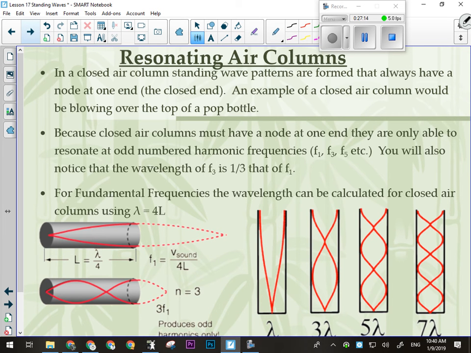All right, so with closed air columns, this is what we just saw. I drew it, but this is a better diagram than I drew. In a closed air column, standing wave patterns are formed that always have a node at one end, the bottom, and then when they make sound, they have an antinode at the other. An example of a closed air column would be blowing over the top of a pop bottle. Because closed air columns must have a node at one end, they are only able to resonate at odd numbered frequencies. So closed air columns are only able to resonate at odd numbered harmonic frequencies.